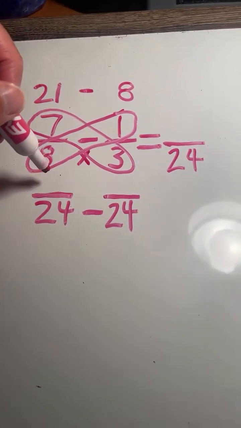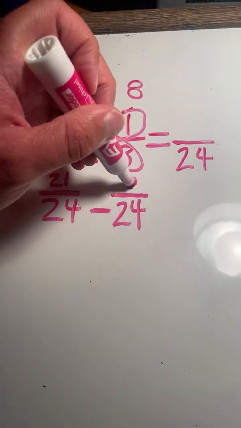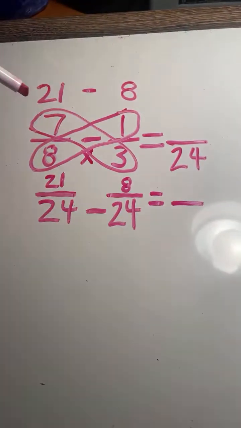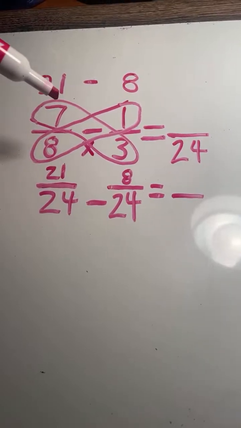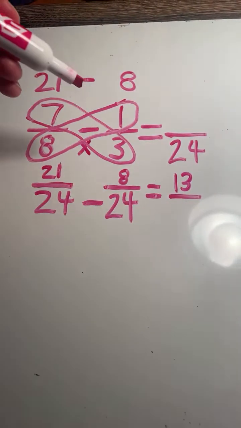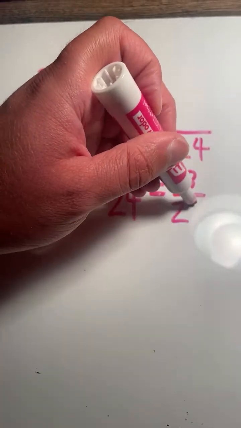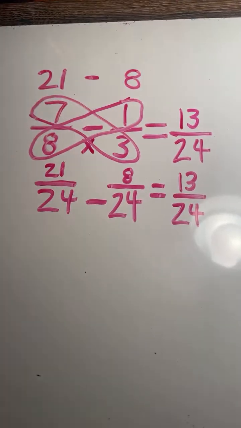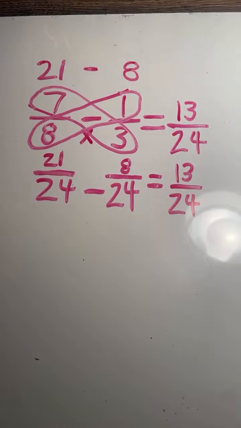So 7/8 has been converted to 21/24. 1/3 has been converted to 8/24. Now we are ready to subtract our numerators. 21 minus 8 equals 13. Now that we have a common denominator, it will stay the same. We have our final answer, 7/8 minus 1/3 equals 13/24.